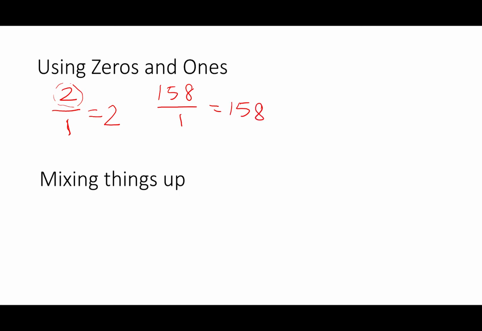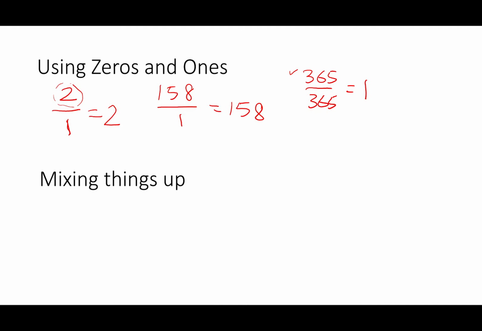Okay. Now, if the numerator and denominator are the same, for example, 365 over 365, I will get 1, right? So this means that, for example, the cake has been cut into 365 equal pieces, and I take all the 365 pieces. That simply means I take the whole cake.